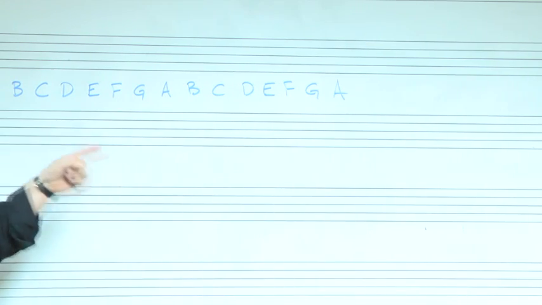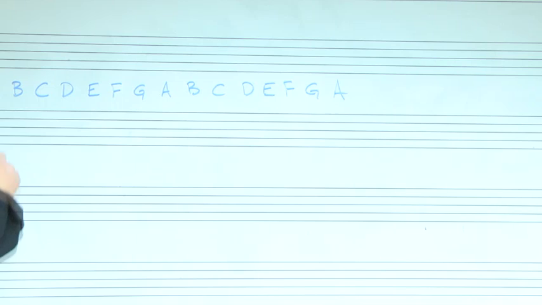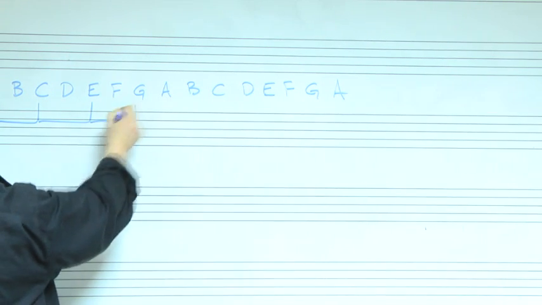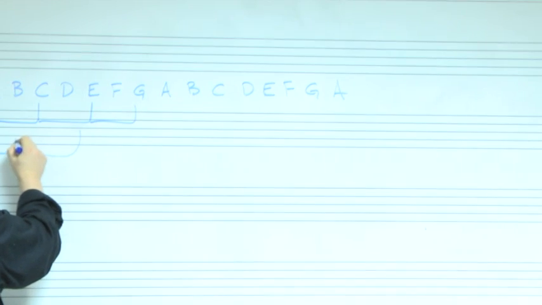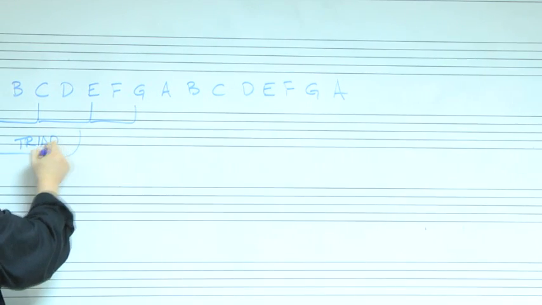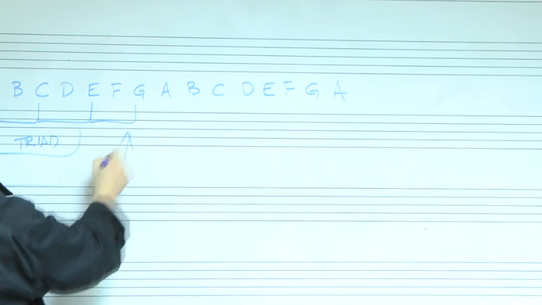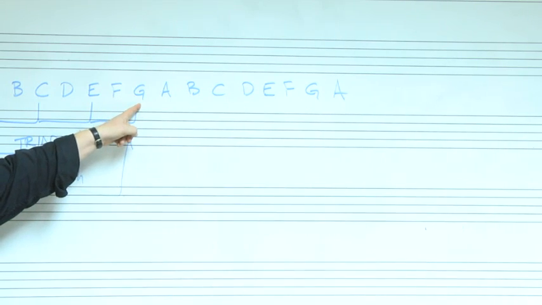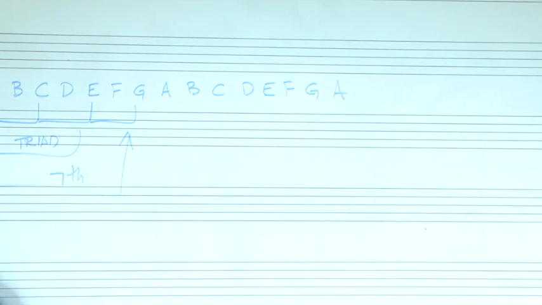But the logic is, in alphabetical order, we build chords based on every other note in the scale, like this. Every other note. This is a triad. And this one is a seventh chord, because 1, 2, 3, 4, 5, 6, 7. The seventh note of the scale is in the chord.